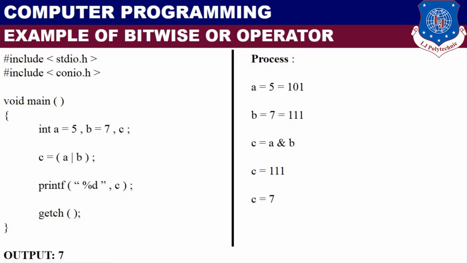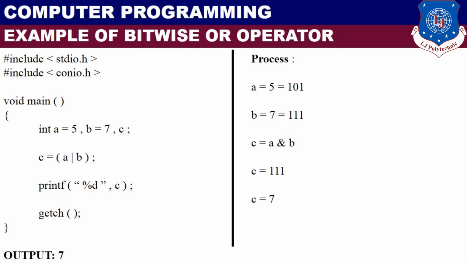Now let's understand with a C program. #include stdio.h, void main. Here I took three variables a, b and d. a equals 5, b equals 7, and we perform the bitwise OR operation between a and b. After the completion of the operation, the answer will be stored in d. So the answer will be 7.